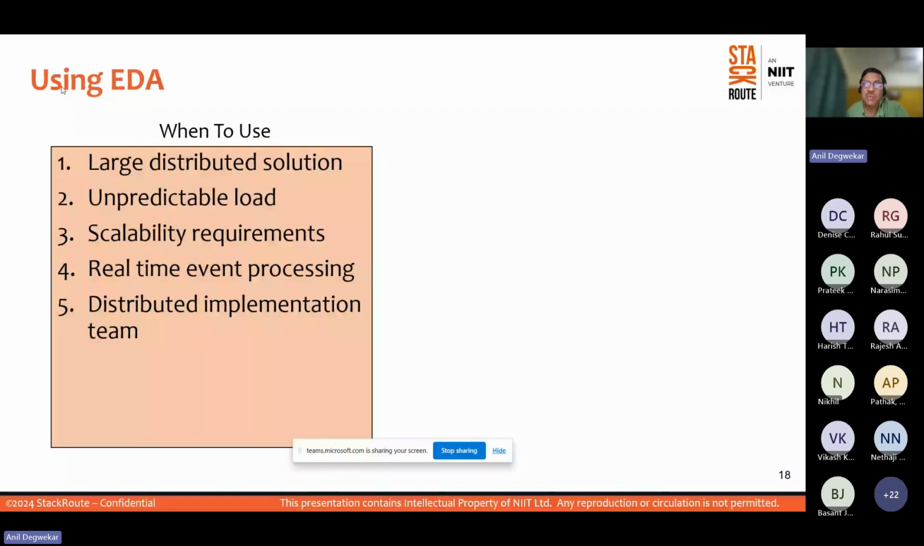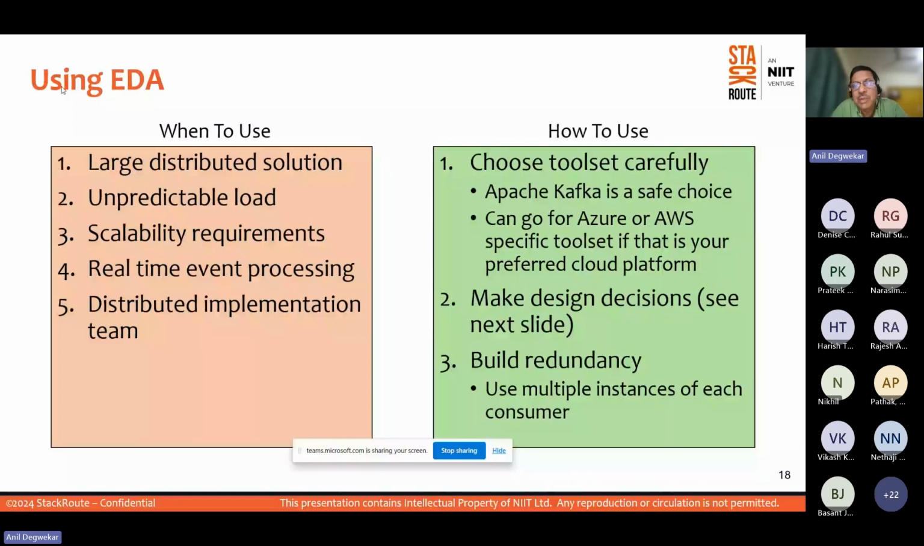If you think these are met and you want to use it, then how do you use it, right? First of all, you should choose your tool set very, very carefully, because the choice of tool set will decide how reliable or how scalable your solution is. As I mentioned earlier, Apache Kafka is a very safe choice. But you may want to go for an Azure or AWS specific toolset, or let's say you're on Google Cloud or some other cloud, and that cloud has a data streaming solution. You can go for it, because maybe you can boot up your system faster, right? So choose your tool set, number one.